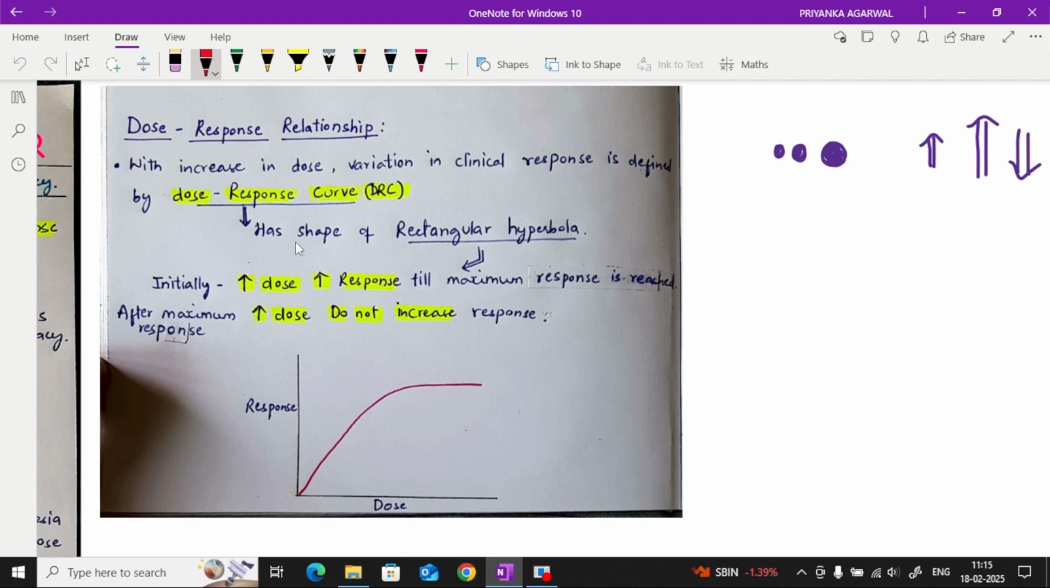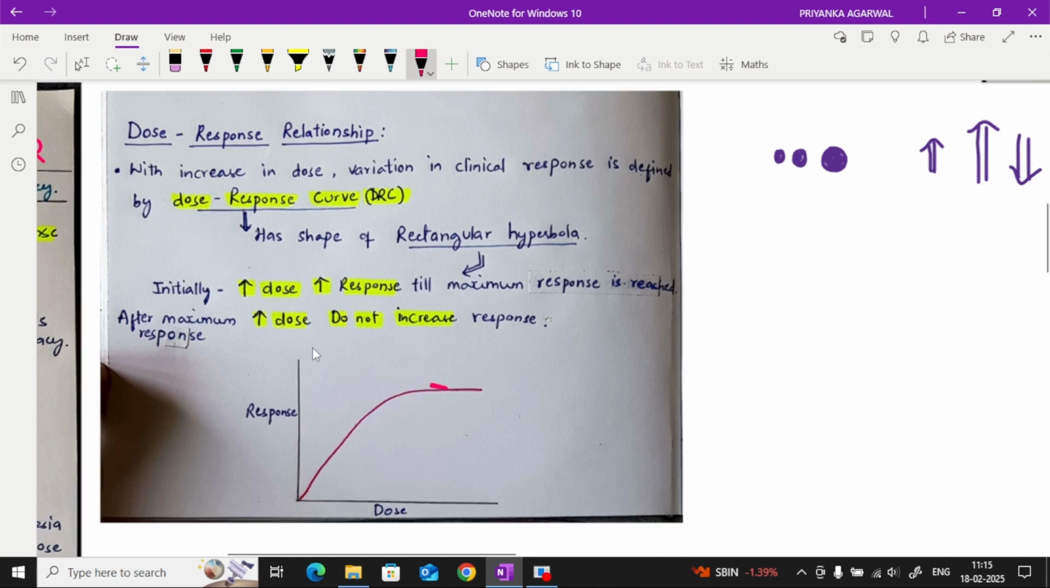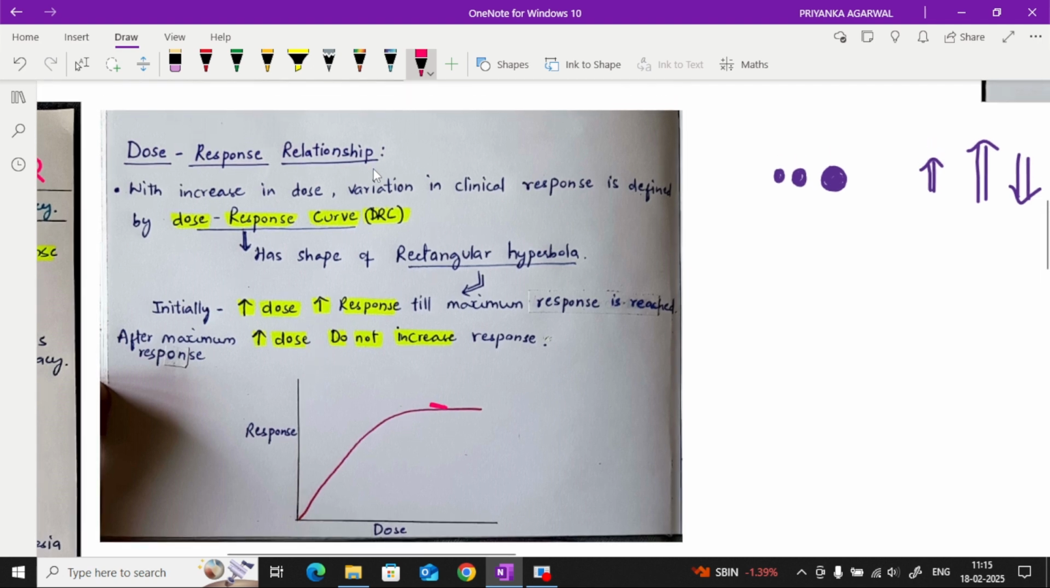This DRC has a rectangular hyperbola as its shape. So what does this make us understand? Initially, with increase in dose, there is increase in the response, till the maximum response is reached. But once the maximum response is reached, even though you increase the dose, there is no increase in the response. So this is what we understand by dose response relationship.